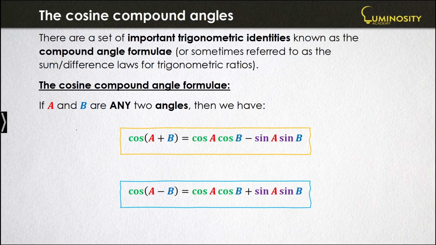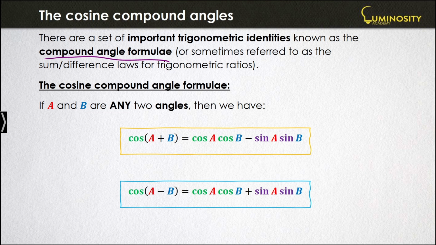Hi, welcome to this lesson on trigonometry compound angles. So let's have a look at the cosine compound angles. There are a set of important trigonometric identities which we call the compound angle formulae, or otherwise referred to as the sum or difference laws for trigonometric ratios. So let's start off with the cosine compound angle formulae.